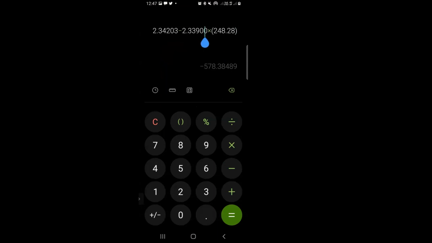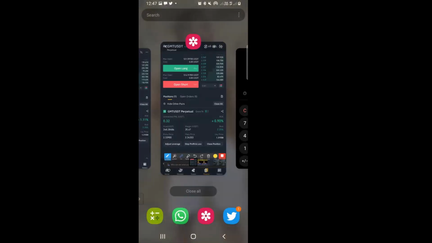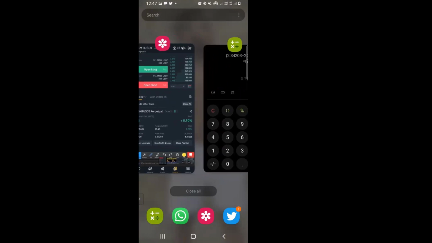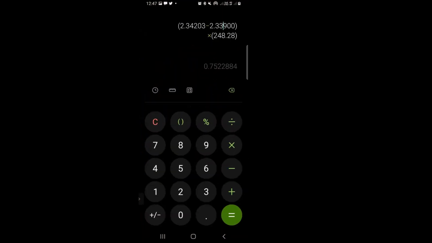This phone is always worrying. I think I have to bracket it. 2.34203 minus 2.3390, sorry. So if you look at this place, our profit is 0.7528.